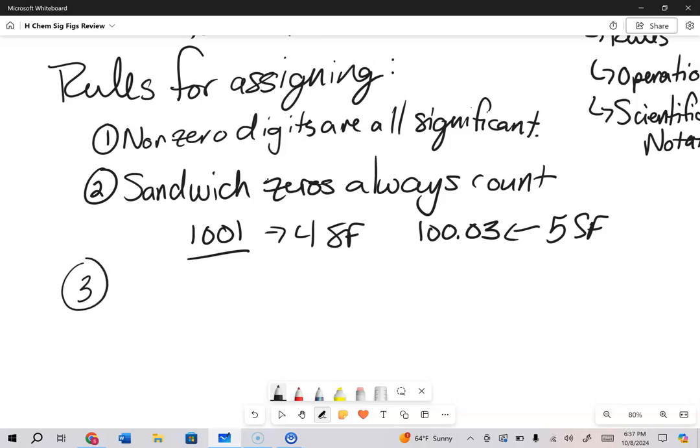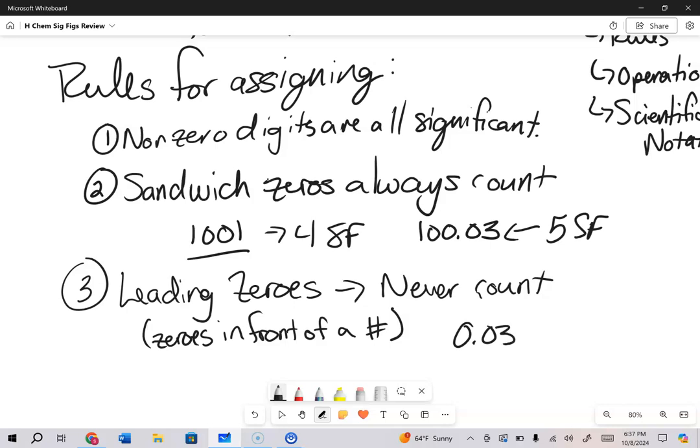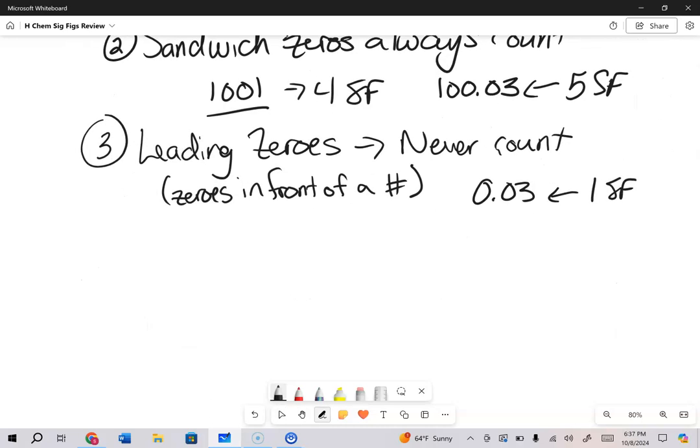All right, number 3 was on leading zeros. This one was an easy one to remember. They never count. So when there are zeros in front of a number, primarily around decimals like that, the only thing that counts in this number is the 3. The zeros in front are leading zeros, and they have no significance.